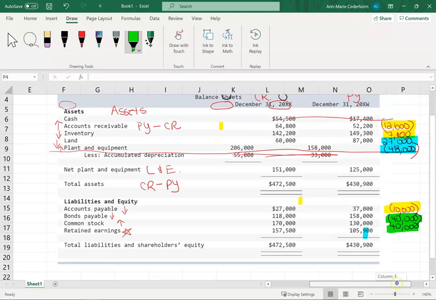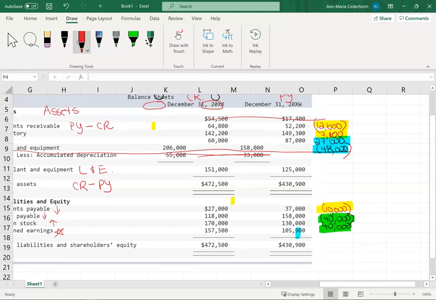Now that I have those categorized, I'll put O as the yellow, operating activities. I is the blue, that's the investing activities, and green is the financing activities. So now I can just go and move these onto the cash flow statement.